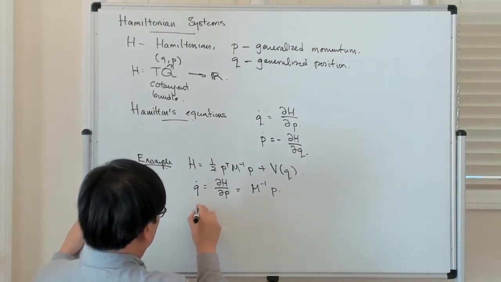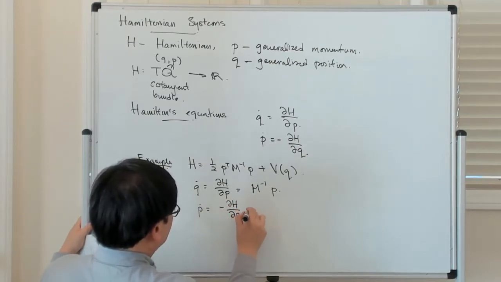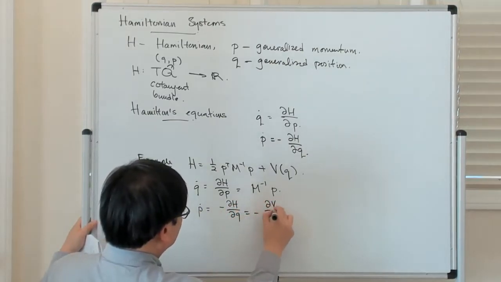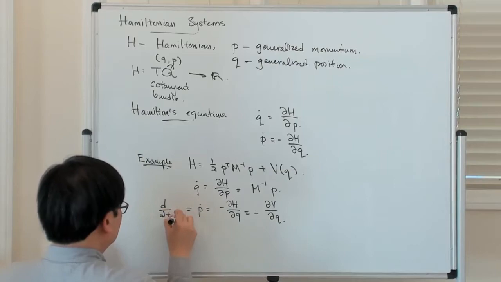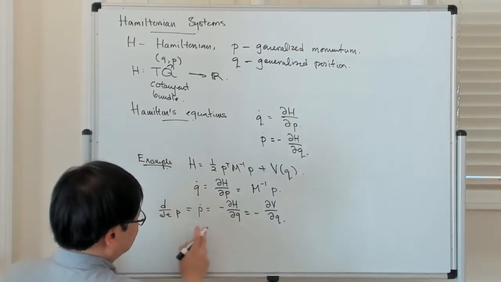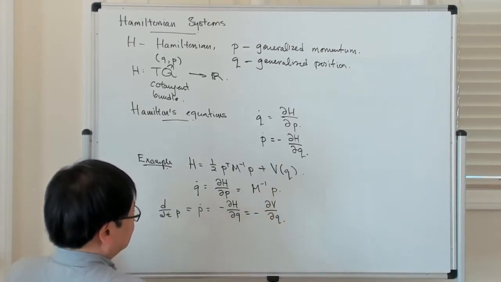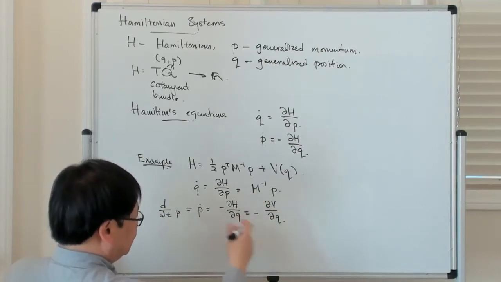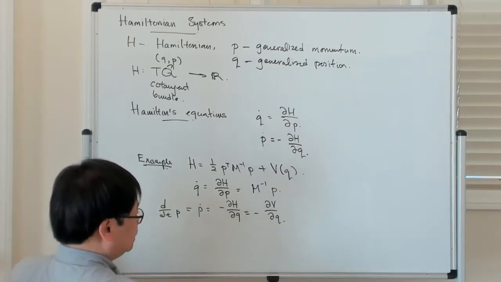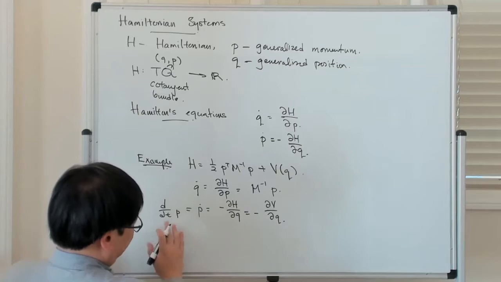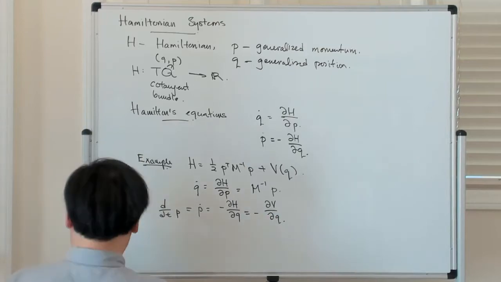The other equation is that P dot is minus dH/dQ, which is minus dV/dQ. This is the time rate of change of the momentum, so it says that the time rate of change of the momentum is equal to the negative of the gradient of the potential with respect to position. In a usual mechanics situation, the force due to a potential is the negative of the gradient of that potential. So this is basically a statement of Newton's second law: the time rate of change of momentum is equal to the force applied to the system.